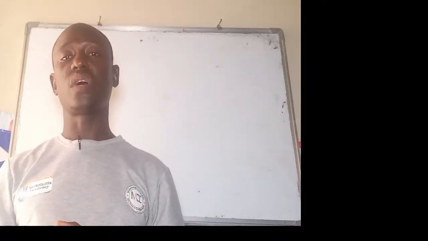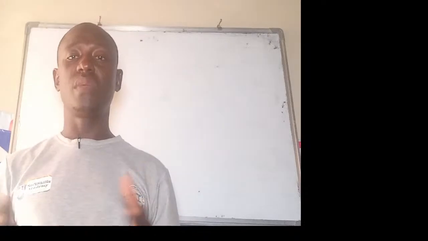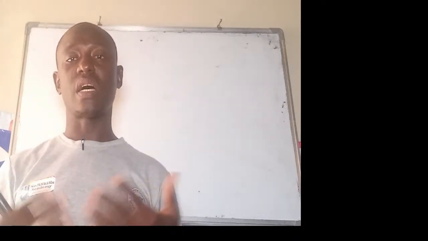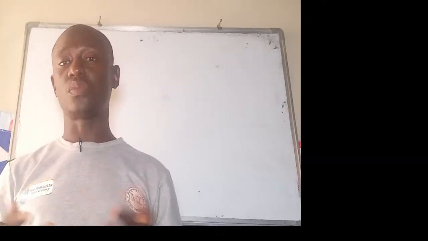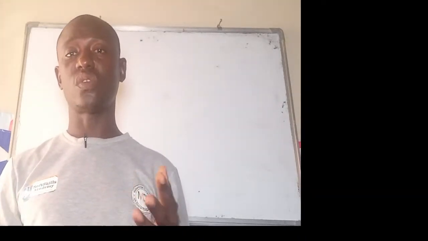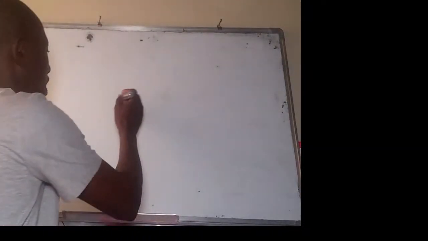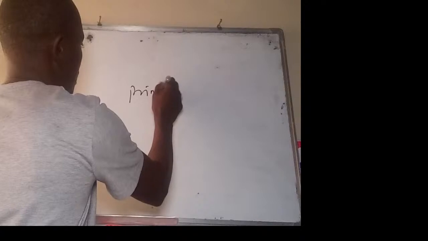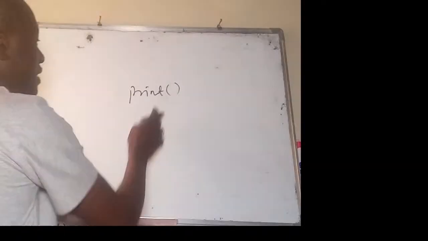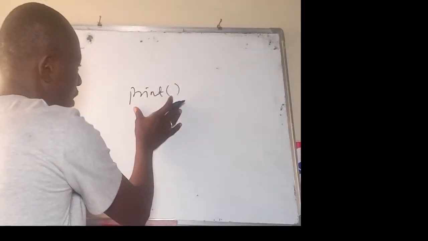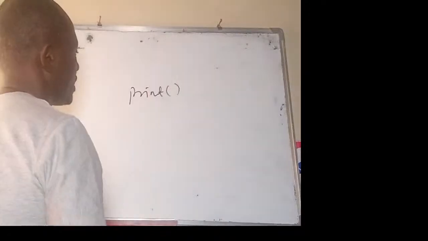Today in this video, we are going to discuss input and output functions. Remember we have been discussing output functions. So we are just going to have an overview of these output functions, and we have three kinds of output functions. The first output function we have is print, which prints the string within double quotes inside the parentheses.